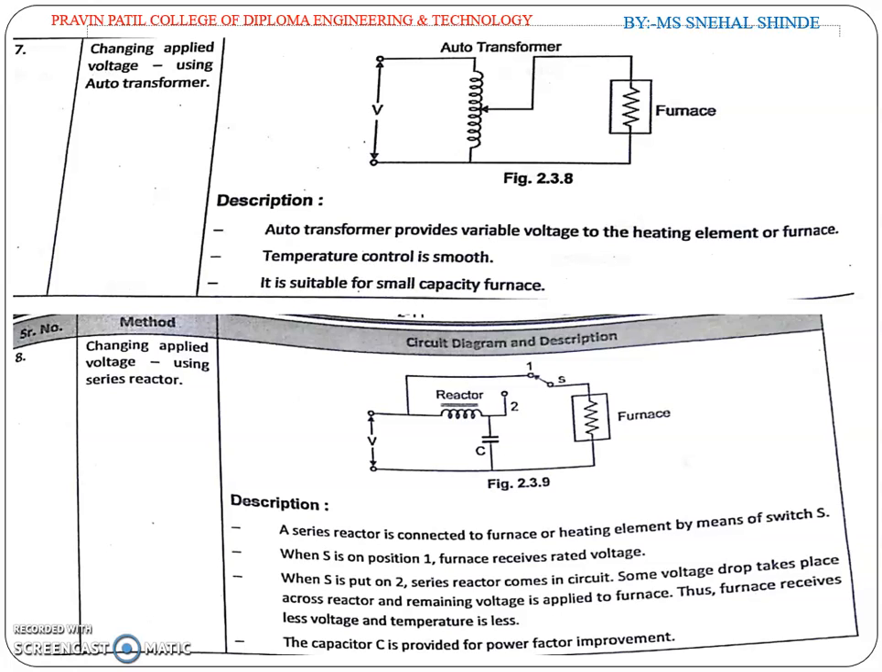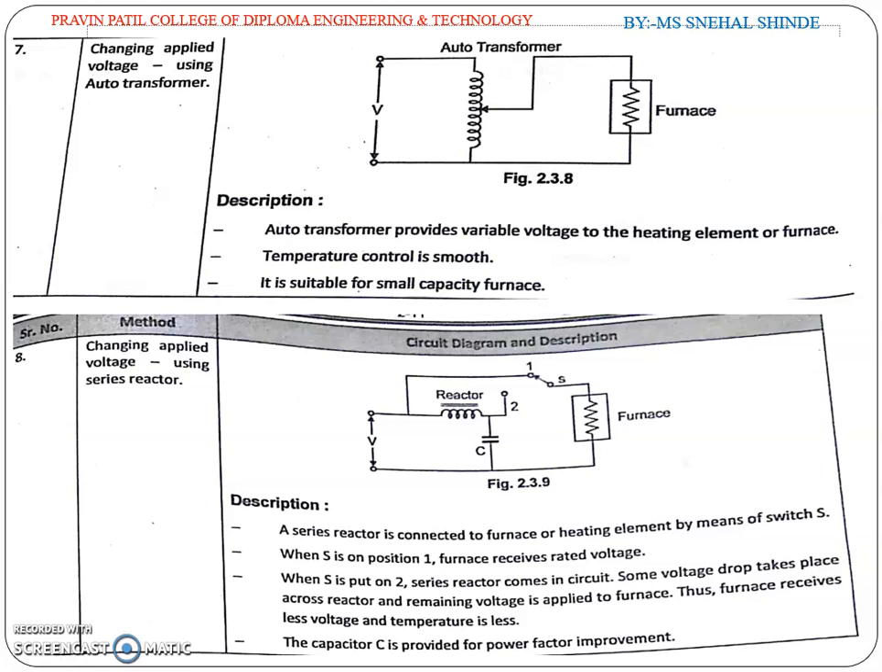Changing applied voltage using a series reactor. A series reactor is connected to the furnace or heating element by means of switch S. When S is on position 1, the furnace receives rated voltage.